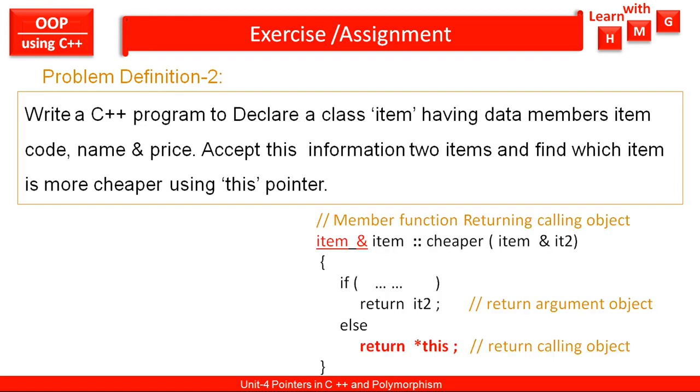This is the hint for you: you have to write a member function like this, say cheaper is a member function name which accepts the object by reference of the type item class, and it also returns the pointer to an object of the type item class. There will be an if statement, and that condition you have to write. If this condition is true, return the argument object it2 suppose, else return the calling object star this. Using this hint of the member function returning the calling object, you can write the complete C++ program to solve this problem.